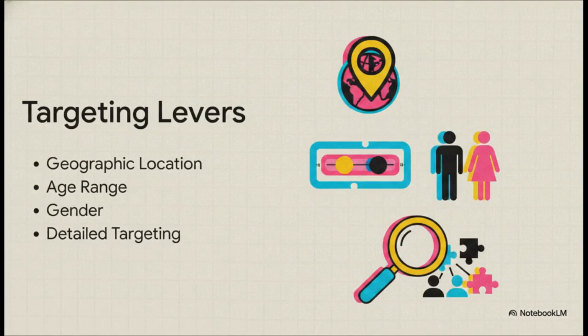You have these incredibly precise targeting levers at your disposal. You can target geographically, right down to specific cities. You can dial in the age range and gender. And with detailed targeting, you can zero in on demographics, specific interests, and even user behaviors. By pulling these specific levers, you're making sure you aren't wasting a single dollar showing ads to the wrong people.